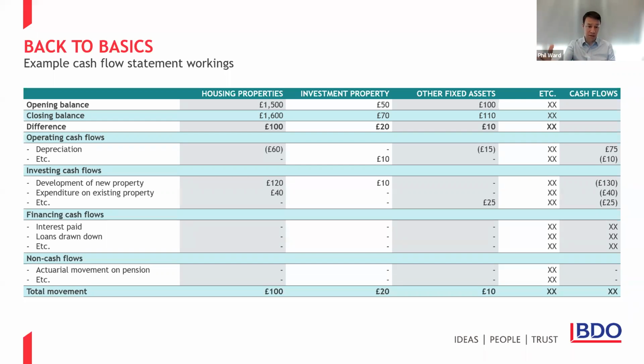You have the opening balance per the balance sheet and the closing balance per the balance sheet, which gives you a difference. That's the difference you need to allocate out between non-cash flow movements and operating cash flow movements, investing cash flow movements, and financing cash flow movements. Then once you add across each of those rows, it gives you the cash flow on the right-hand side if you've done it correctly. That will then feed into your cash flow statement.